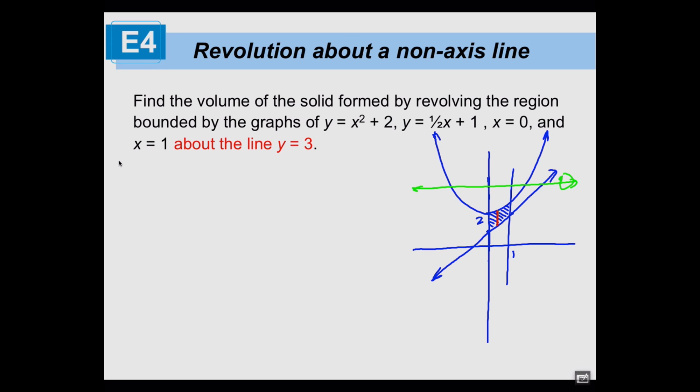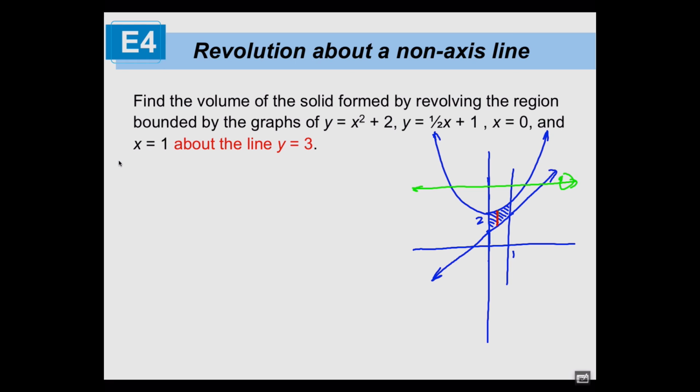We good so far? What's the matter? Is it still a washer method since, for y equals x squared plus 2, at x equals 1 the top quarter is touching the line, the axis of revolution? Yes, because it has to be touching everywhere.